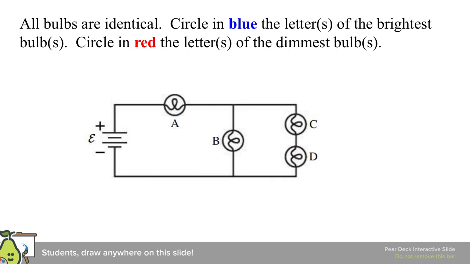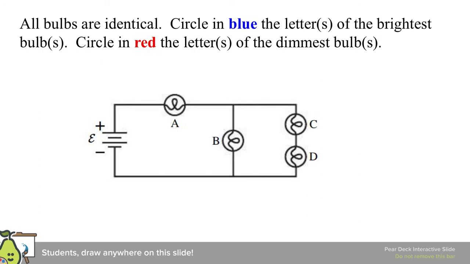Here, all the bulbs are identical. Circle in blue the letter or letters of the brightest bulbs, and circle in red the letter of the dimmest bulbs. All right, our very first thing to notice is that clearly C and D will be the same. So if one of them gets circled, the other one has to get circled as well.